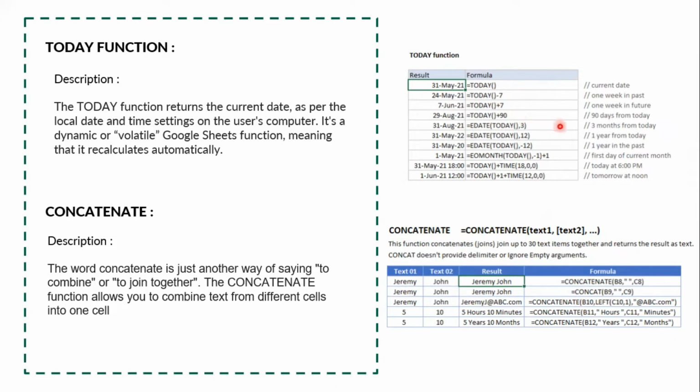And then you can also use another function, that would be EDATE: equals EDATE, and then bracket today, and then comma, put a 3 here with a bracket. It will show you 3 months from today. If let's say you want to know the date 3 months from today, you can use this function: equals EDATE, bracket today, bracket again, comma, 3, and then bracket.